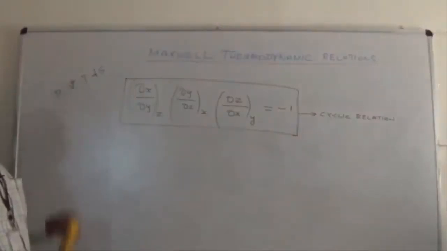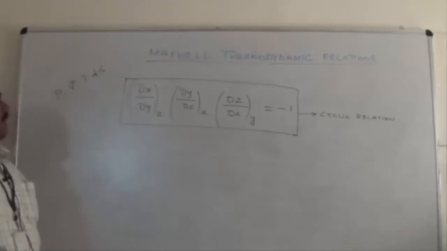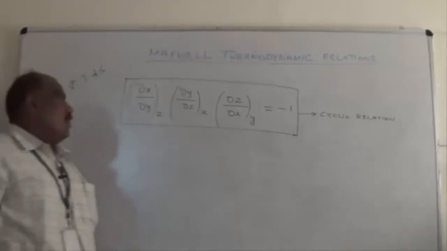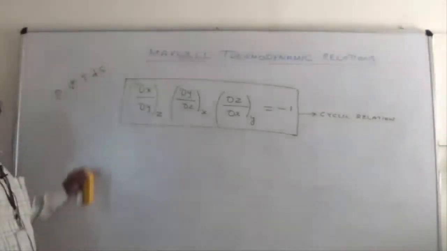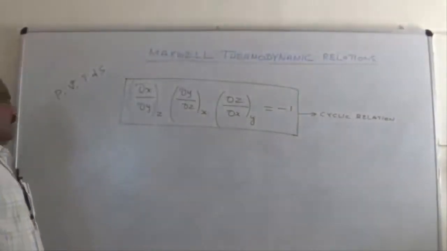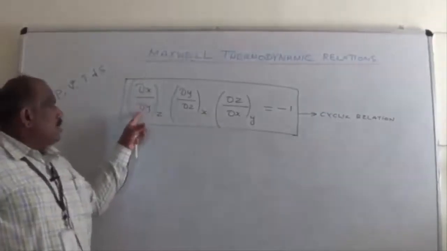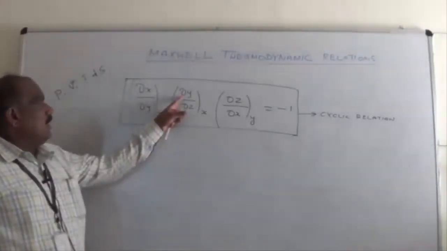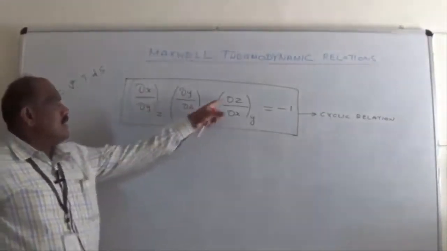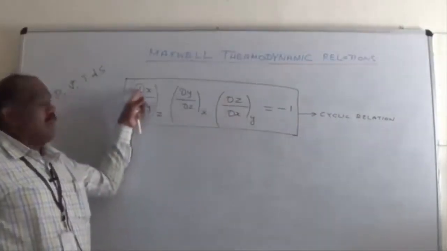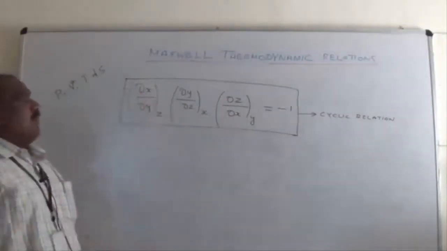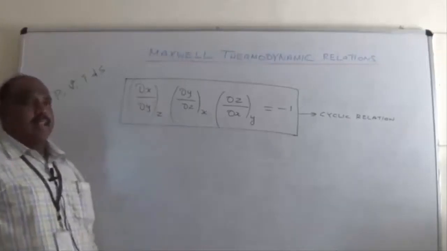This T is temperature, this S is entropy, all are specific quantities, and hence we will proceed further. The importance of this equation is that we can see here ∂x/∂y starts with ∂y and ends with ∂z. Once again it starts with ∂z and ends with ∂x. This ∂x will be coming here. So it forms a cycle, and hence it is called a cyclic relationship.